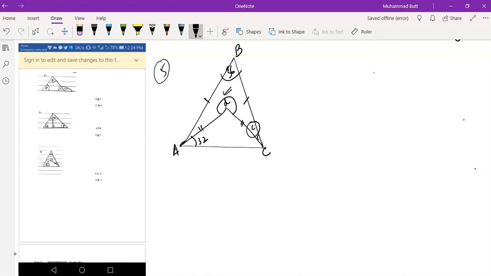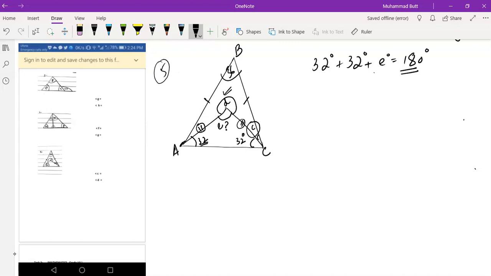Now first we'll solve the small triangle. In the small triangle, these two sides are equal in length. It means that their base angles are also equal. If this is 32 degrees, the other angle would also be 32 degrees, and we can find out the third angle. Let's name this angle E. So 32 plus 32 plus E is equal to 180 degrees, because the sum of the interior angles of a triangle is equal to 180 degrees.